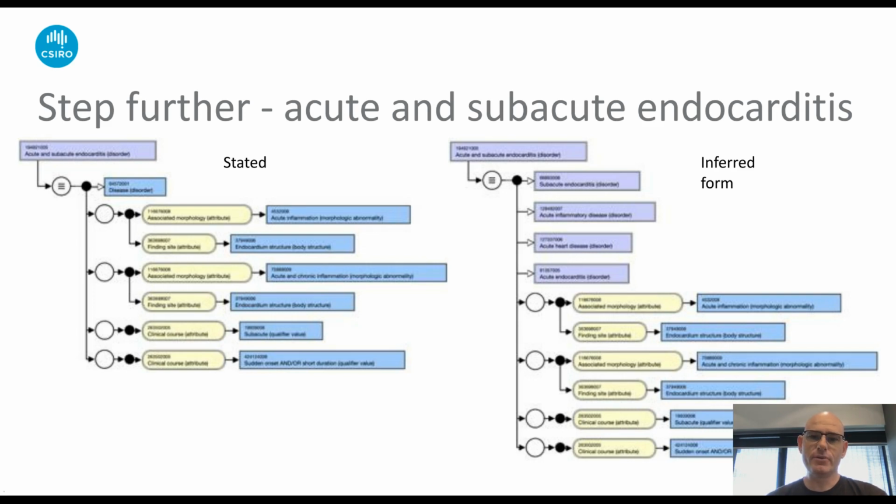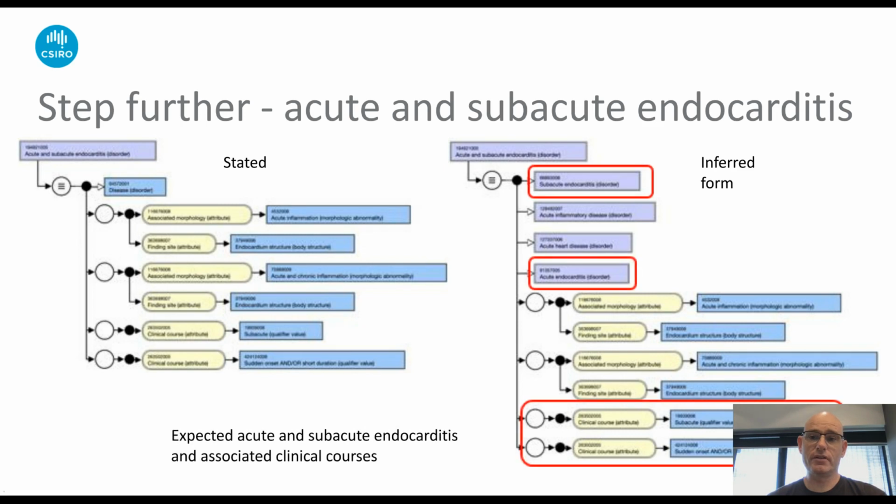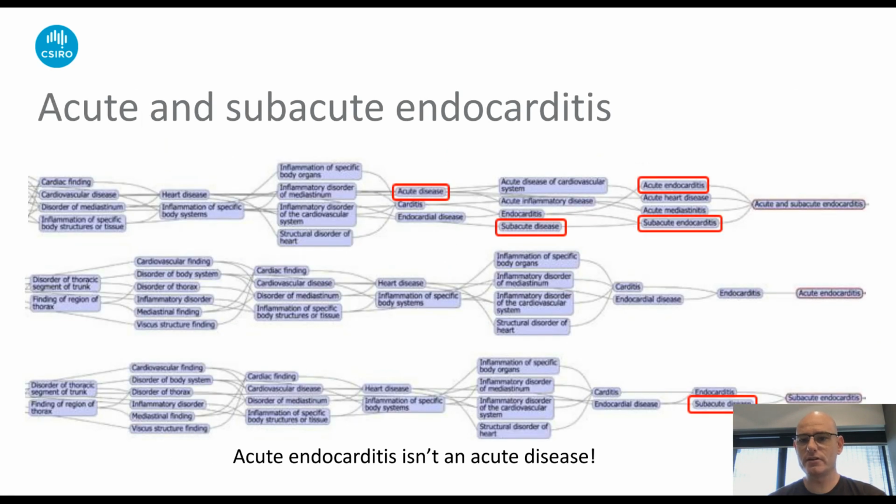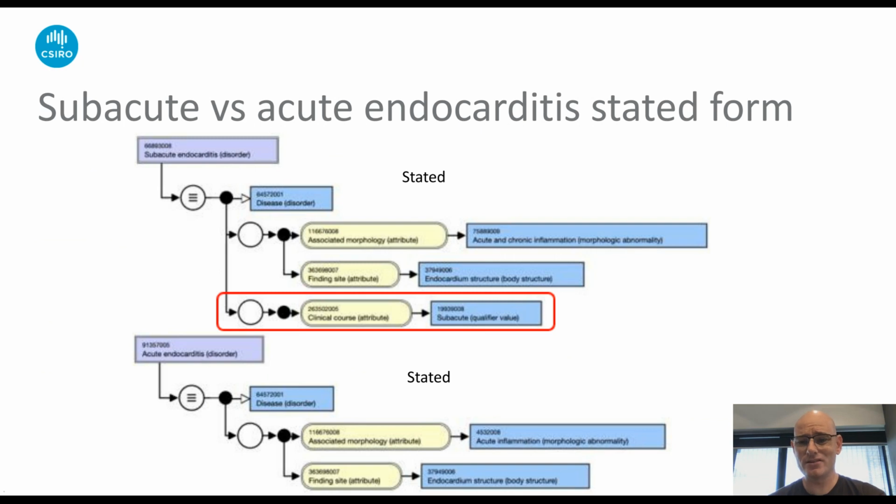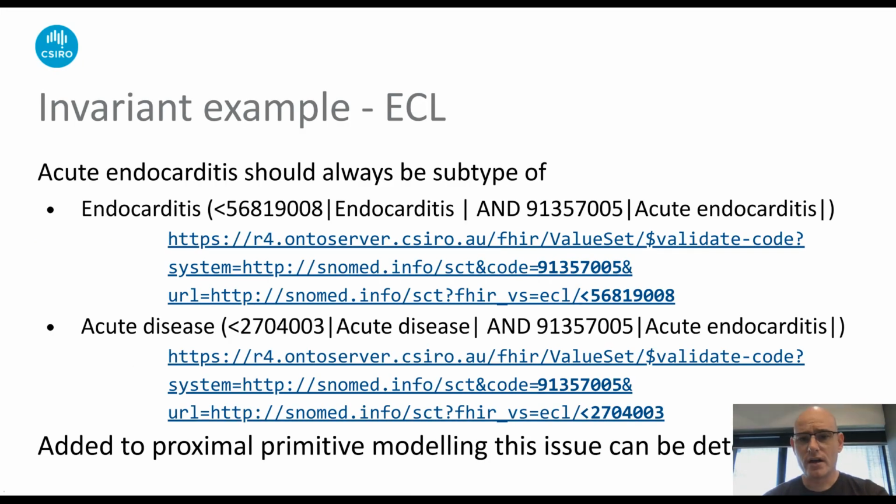Taking a further example, we can look at acute and subacute endocarditis, and we can see here that it's both an acute endocarditis and a subacute endocarditis, and it's got the clinical courses that we would expect. But having a look at both the subacute endocarditis and acute endocarditis concepts, the subacute endocarditis actually is a descendant of subacute disease, but acute endocarditis isn't an acute disease. So why has this happened? And it's much the same thing. The stated form of subacute endocarditis includes the clinical course, but acute endocarditis does not.